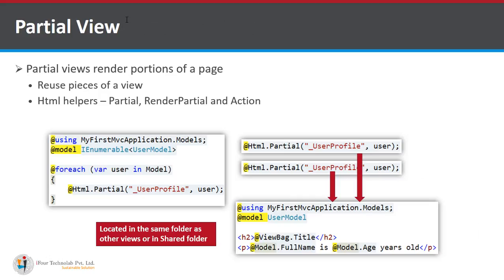Now, what is partial view? Partial view renders a portion of a page. It reuses pieces of a view. HTML helpers for this are Partial, RenderPartial and Action. Here you can see there is an application, MVC first application model, and inside there is a for loop. In the for loop there is an object for a model.